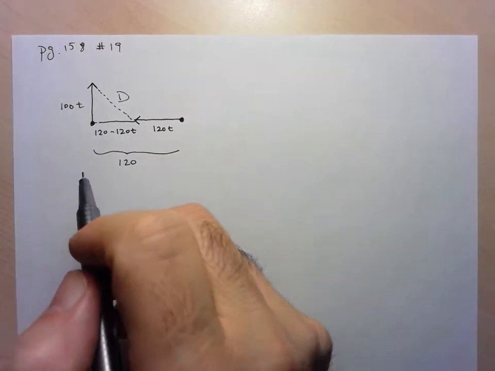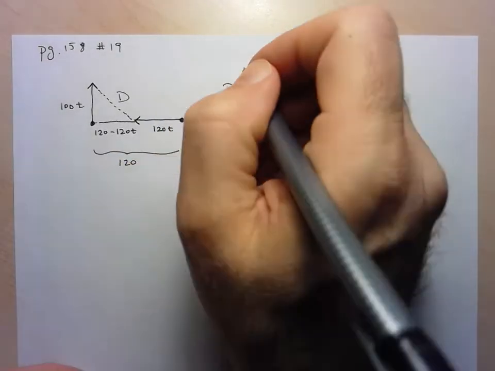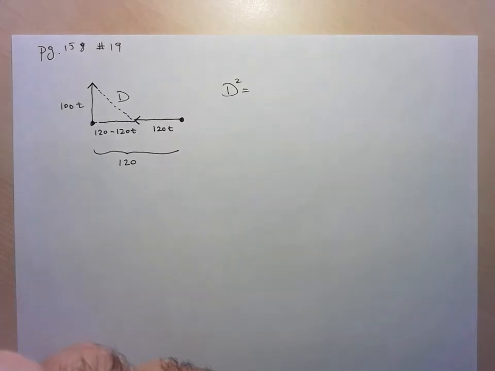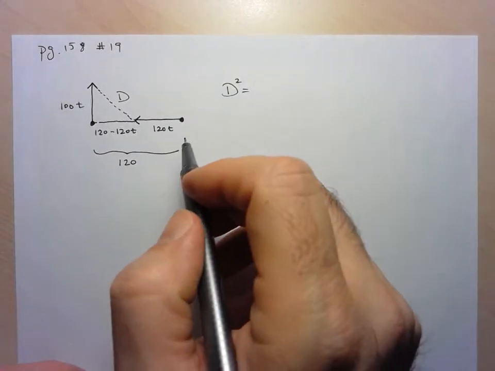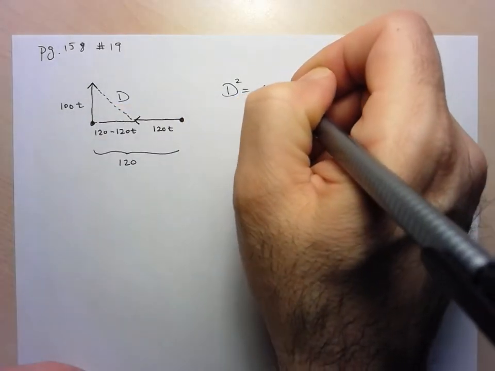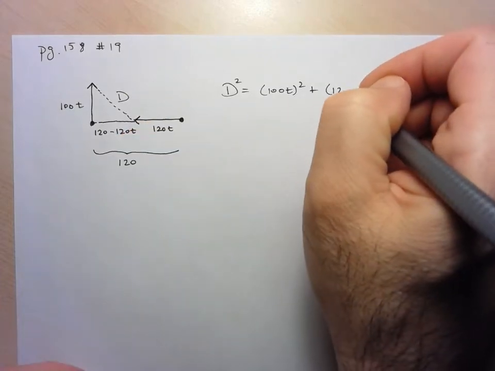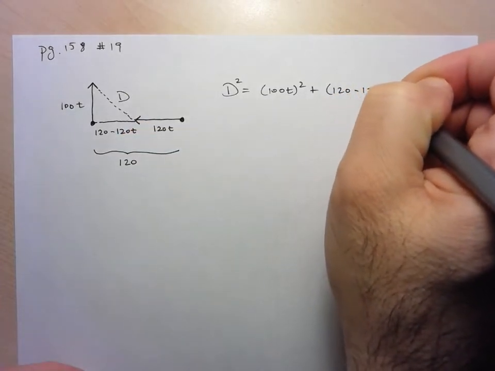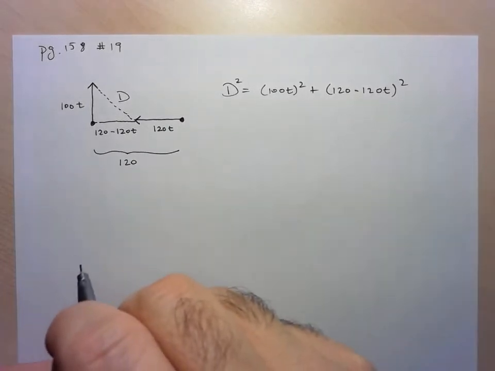So this is now going to allow us to write an equation for that value that we're trying to optimize. Now I'm going to write the unsquare-rooted version here. We'll say that d squared is equal to (100t) squared plus this expression (120 minus 120t) squared. And I'm going to choose to work with implicit differentiation.